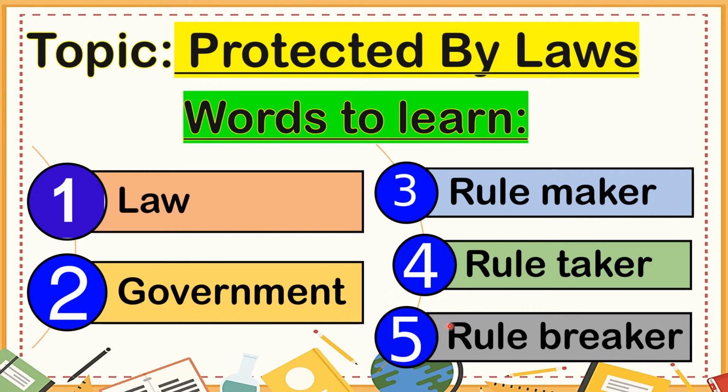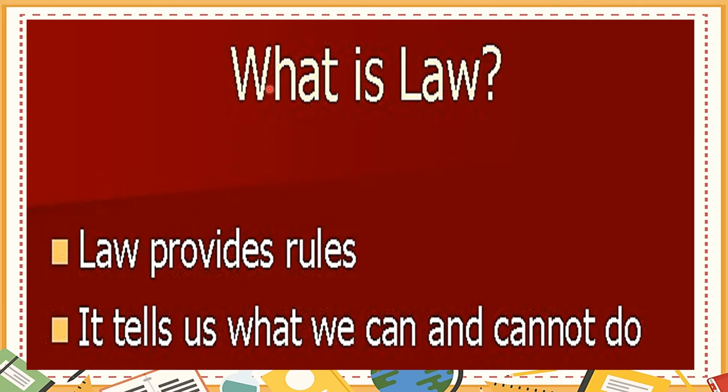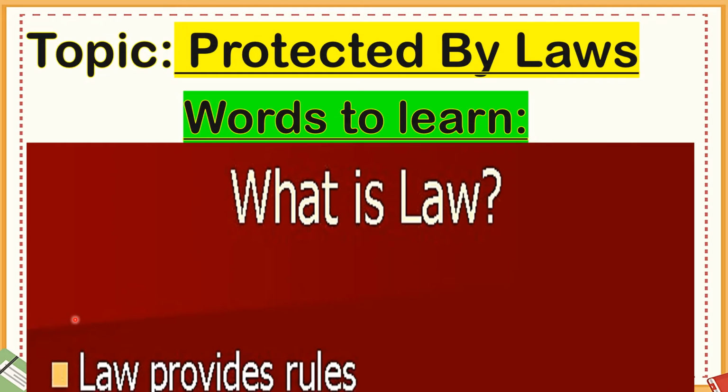Now let's have a short discussion for each word. What is law? Law provides rules for people to follow. It tells us what we can and cannot do. Imagine, class, a country without a law, a country without rules. It will be so chaotic.